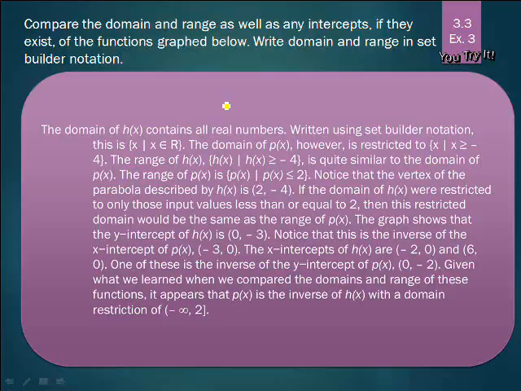Notice that the vertex of the parabola described by h of x is 2, -4. If the domain of h of x were restricted to only those input values less than or equal to 2, then this restricted domain would be the same as the range of p of x. The graph shows that the y-intercept of h of x is 0, -3. Notice that this is the inverse of the x-intercept of p of x, -3, 0. The x-intercepts of h of x are -2, 0 and 6, 0. One of these is the inverse of the y-intercept of p of x, 0, -2.